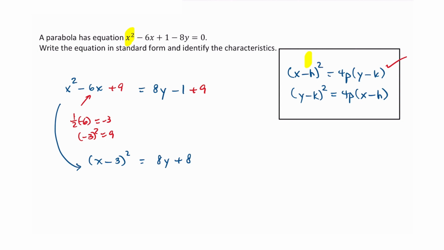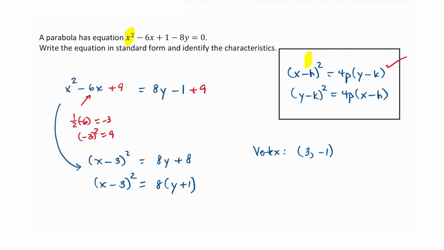And now to write it in the completely standard form, we have to factor out whatever the coefficient of y is so that we know what 4p is. So that means we have x minus 3 quantity squared equals 8 times the quantity y plus 1. So right there from that form, we know that the vertex is located at the point 3, negative 1.